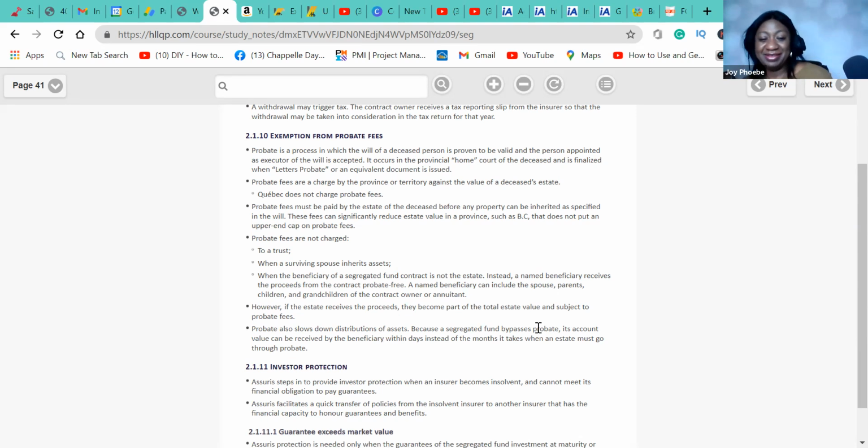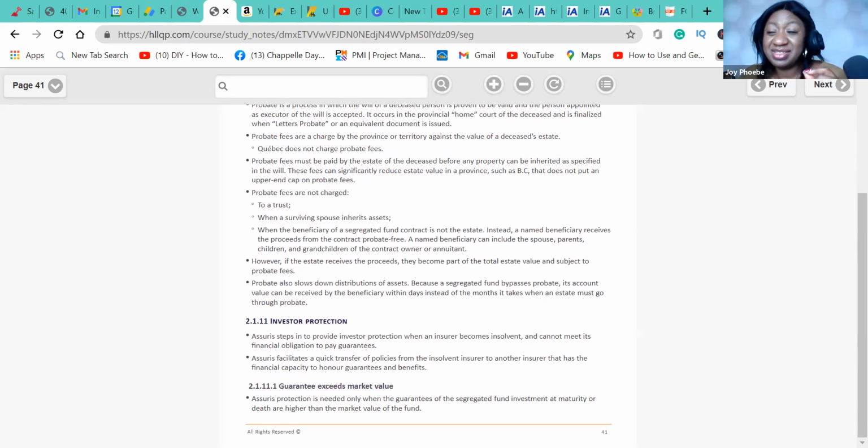Anyway, so you have it right there. I took my time to explain it and also read it for you guys. There you have it. Segregated funds bypass probate.